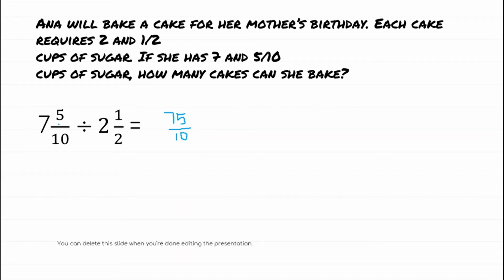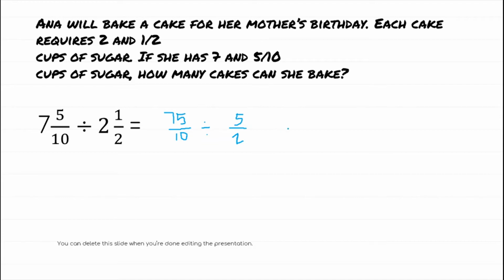The next one is the second fraction. 2 times 2, that is 4. 4 plus 1, that is 5. Okay, so this will become 5 over 2. Okay, and divide.